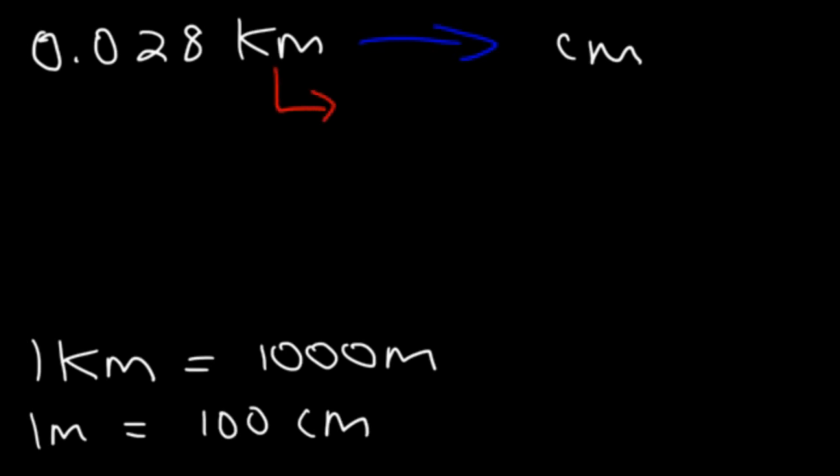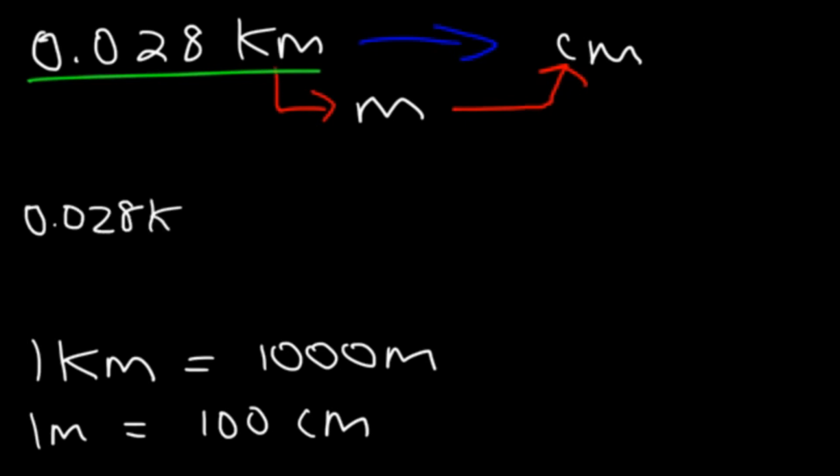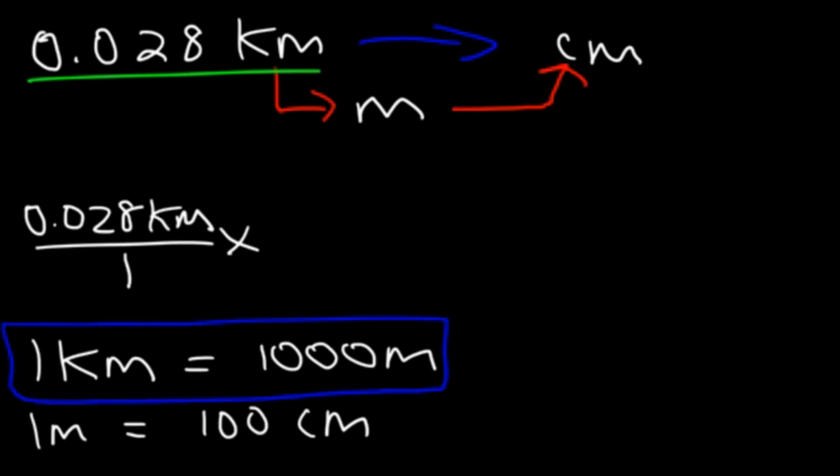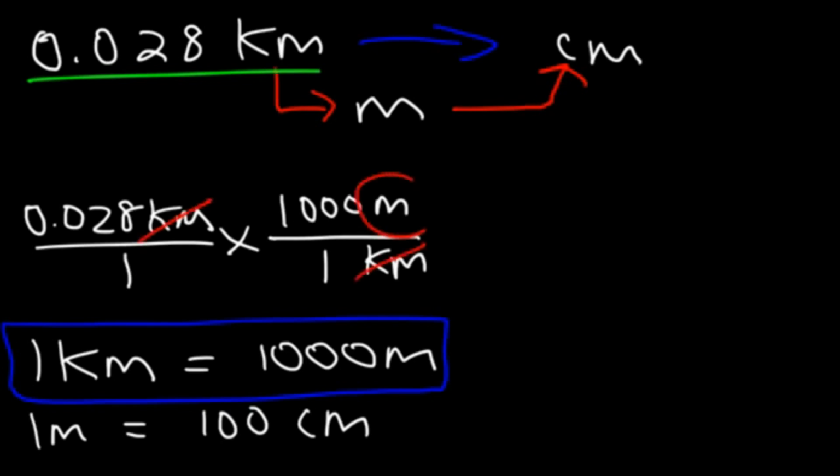So here's the outline of events that we need to do. We need to convert kilometers to meters first, and then once we do that, we can then convert meters to centimeters. So let's start with the initial value that we're given, and that is 0.028 kilometers over 1. Now let's use this conversion factor to convert from kilometers to meters. Since we have kilometers on top, we need to put it on the bottom of the second fraction. And the number that's associated with kilometers is 1. So 1 kilometer is equal to 1,000 meters. Now we can cancel the unit kilometers, so now we just have meters.